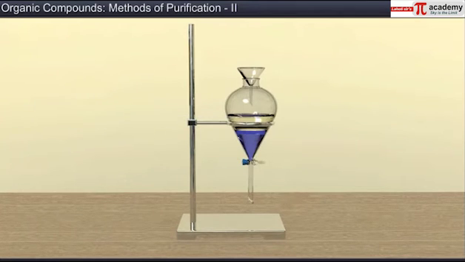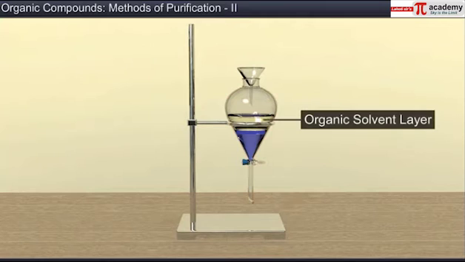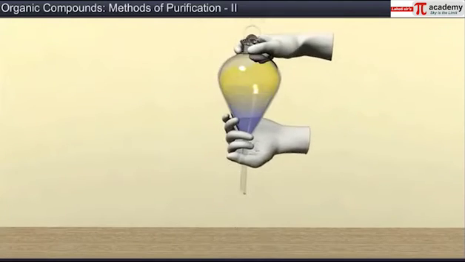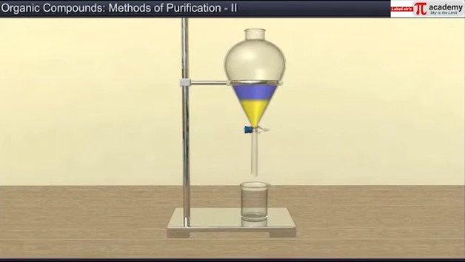Differential extraction is carried out in a separating funnel. In this method, the aqueous solution of the compound to be extracted is taken in the separating funnel. Then, a suitable organic solvent is added to the funnel. Next, the funnel is shaken for some time and then it is allowed to stand for some time. On standing, the organic compound and the solvent form two separate layers in the funnel.